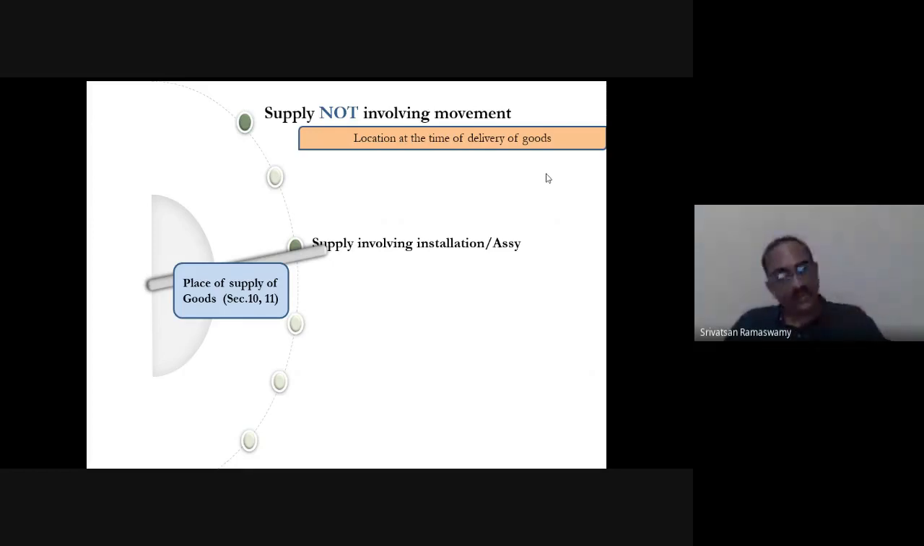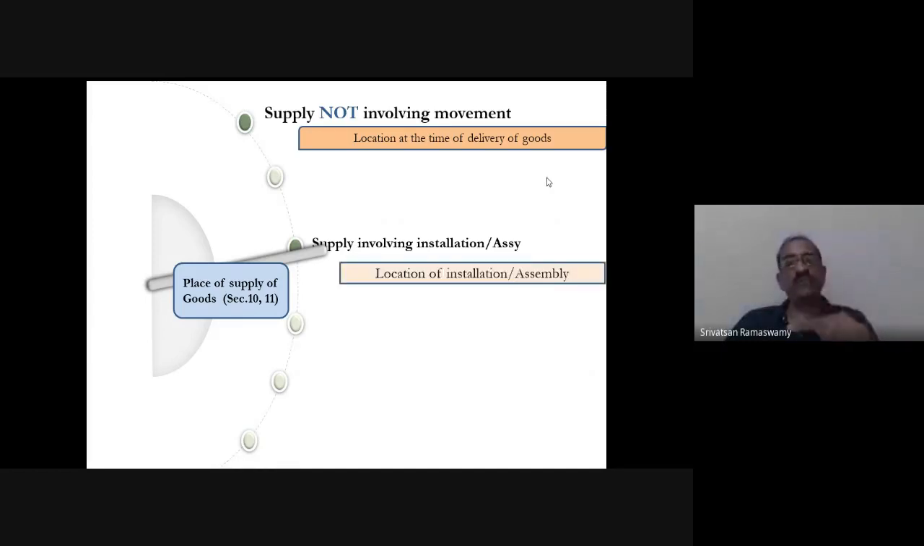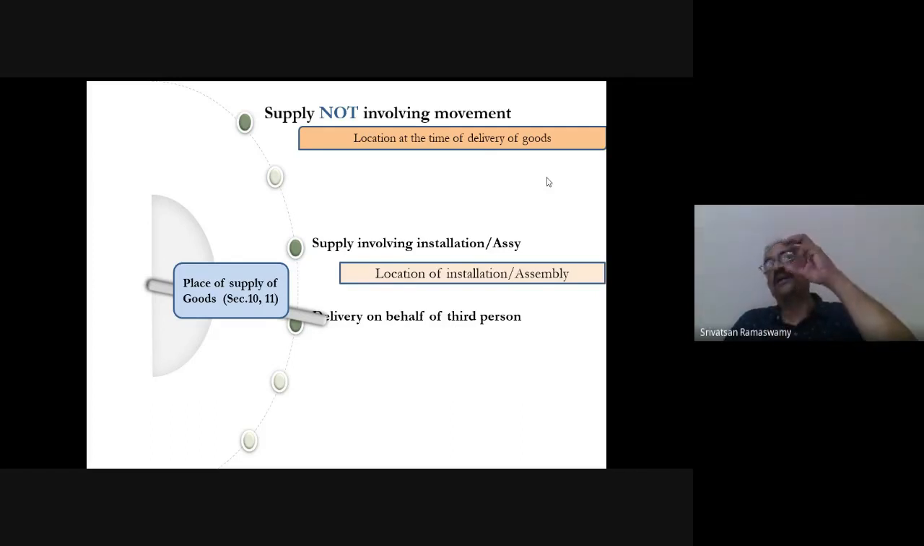Don't worry about it. I'm consciously going very fast. I will explain all these things. It's an illustration and example which will make you understand the concepts better. Supply involving installation or assembly, it is the location of the goods where it is installed or assembled. And delivered on behalf of a third person, this is something like bill to ship to transaction. It is when goods are delivered on behalf of the third person, it is the location of the principal person who ordered the goods that will decide the place of supply.